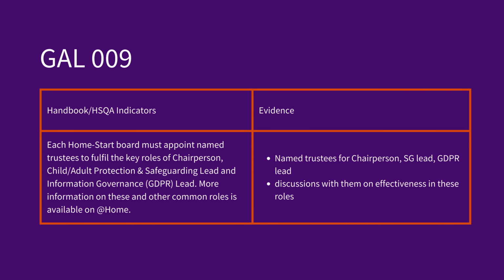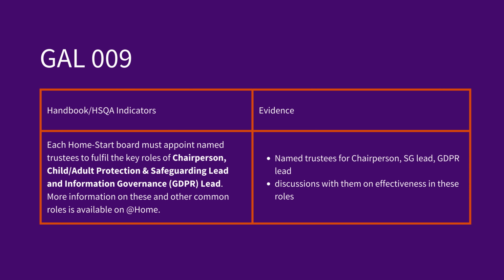So GAL 009 is very similar to 005. Again, it will either be a yes or no or a part for this one, because you will either have trustees appointed to the roles outlined in this indicator, or as we discussed earlier, if somebody's recently stepped down, you may have a gap. That's fine, as long as there's a clear action about how you're going to address that, if that's the case.